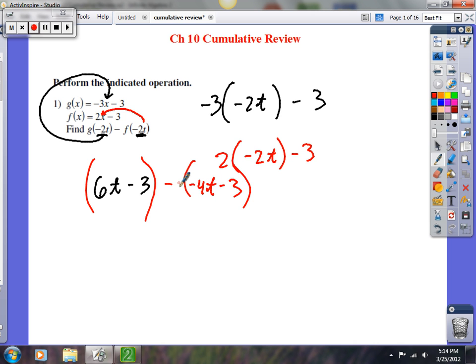But because f of x is two terms, you need to subtract both of them. Don't forget to subtract both of them. So if you minus a negative 4t, that's the same as plus 4t, and if you minus negative 3, that's the same as plus 3. So combine your like terms. A 6t and a 4t is a total of 10t, and a negative 3 plus 3 cancels out.